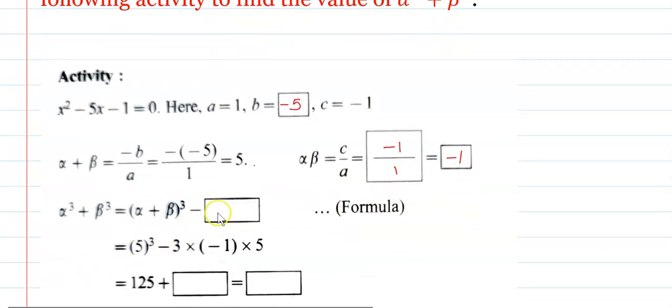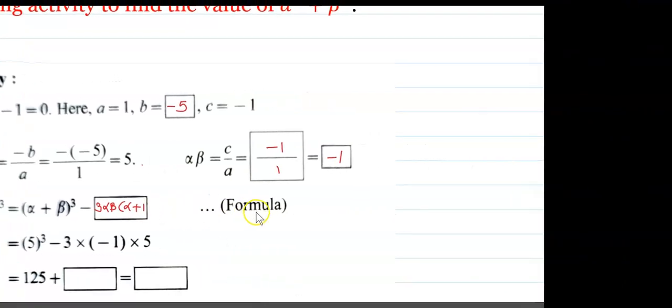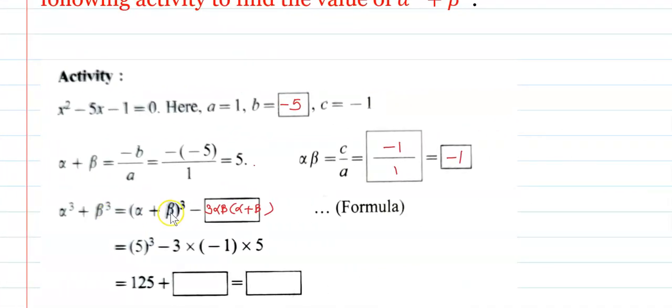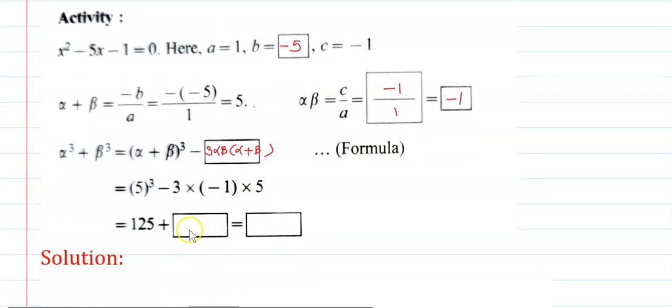Alpha cube plus beta cube is equal to (alpha plus beta) cube minus 3 alpha beta (alpha plus beta). Okay. The value of alpha plus beta is 5, so 5 cube minus 3 times alpha into beta, which is minus 1, times alpha plus beta, which is 5. 5 cube means what? 125. And this minus and minus will become plus. Therefore, you will get here 15. Okay. And therefore, alpha cube plus beta cube is equal to 140.